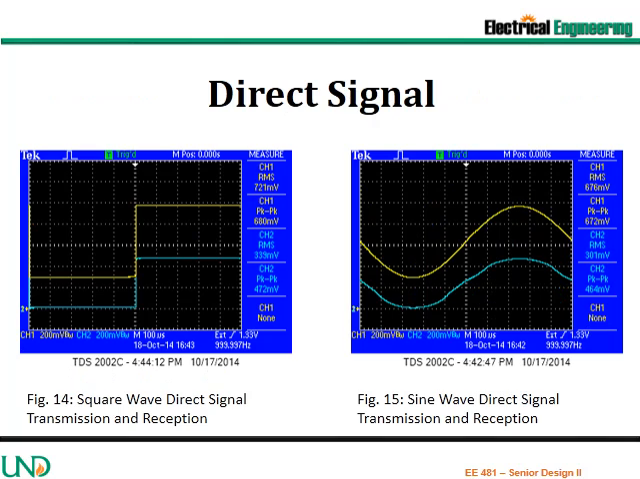The yellow trace is the current output from the laser diode. Note the sharp edge on the square wave. The blue trace is the selected output of the receiver. In this case, the result is the direct output of the receiver.